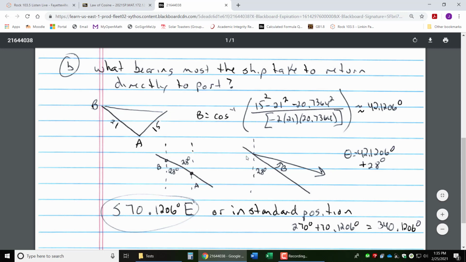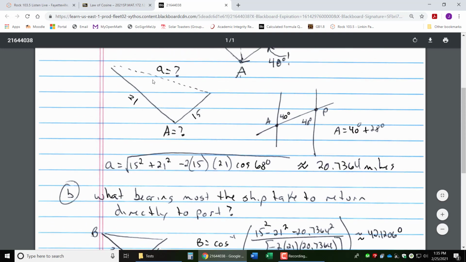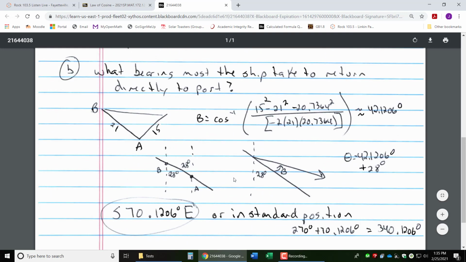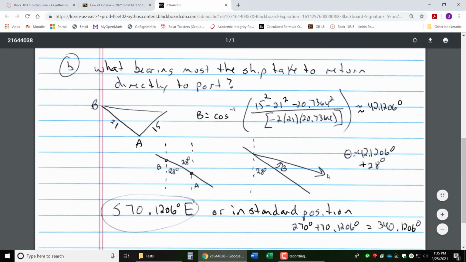So here is my other diagram. I've got this 28 degrees where my AB line is, and side A that we solved for earlier is this line here with the arrow. That's where we're going to be turning and going back towards port. So that is angle B in the triangle, and there's the 28 degrees that we started with.